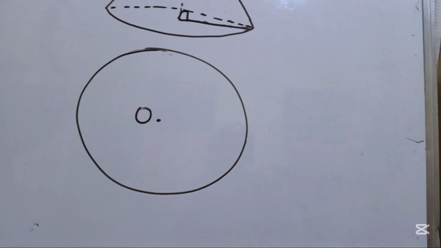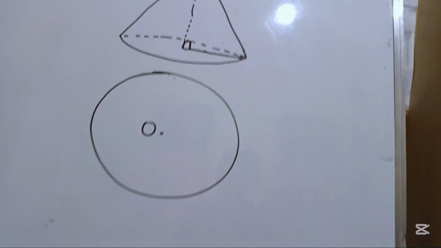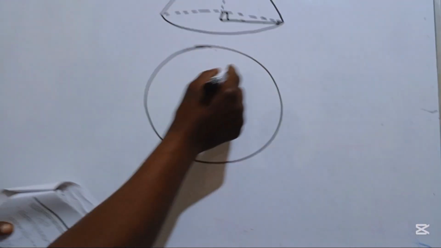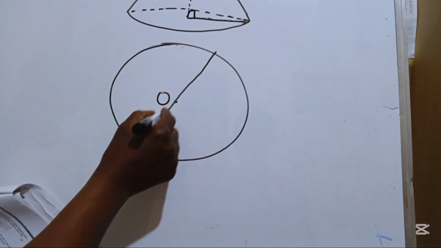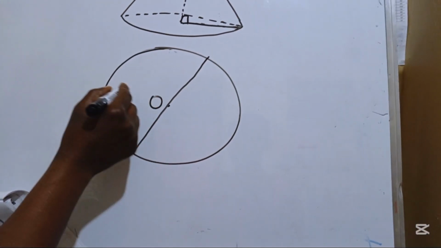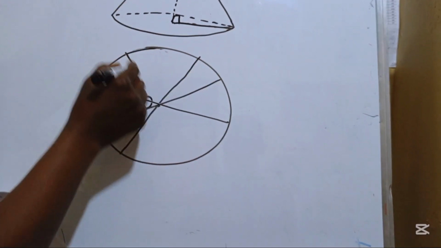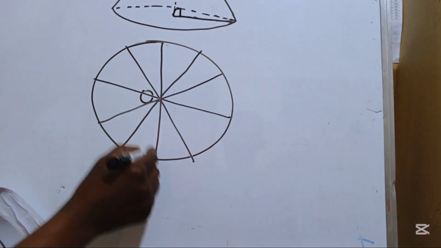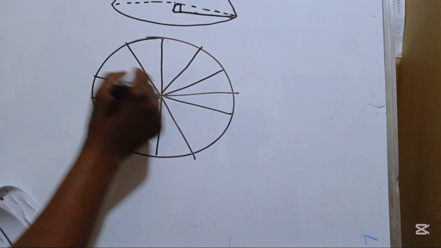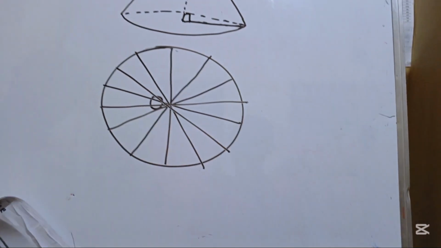If they ask you how many planes of symmetry, you agree with me that as long as it passes through the center, it is a plane like that. It will continue going down. It will be like this. It will be like this. There will be as many as possible. So there are many like that.